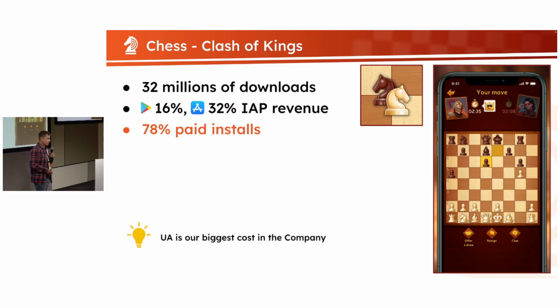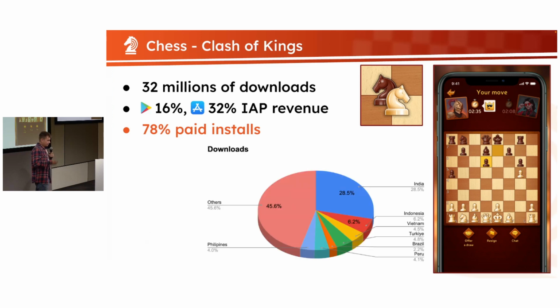But what is most important in this project? Almost 80% of our whole user base came from user acquisition. That's why it is so important for us. And we are doing acquisition worldwide. Of course, we are earning mostly in the United States, but with respect to downloads, India is the first country, then Indonesia and Vietnam. So emerging markets, which we were talking about in the previous presentation. But of course, if we look at in-app purchases and revenue, it is the United States.